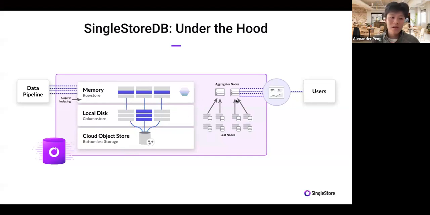Really, we're going to be piping data in from our data pipeline into our in-memory rowstore. And then for longer term storage, moving information into our local column store, and then for really long-term storage into our cloud object store, so your AWS.